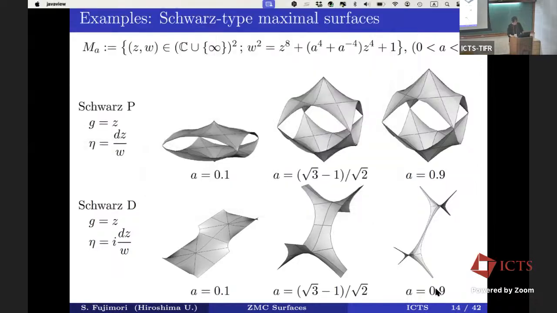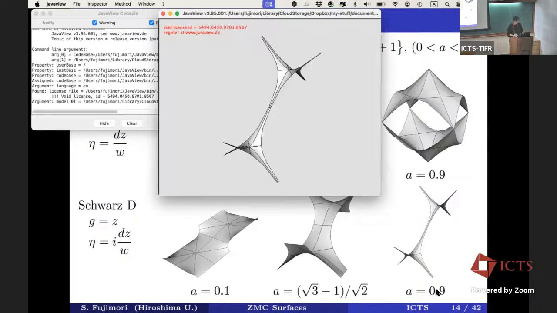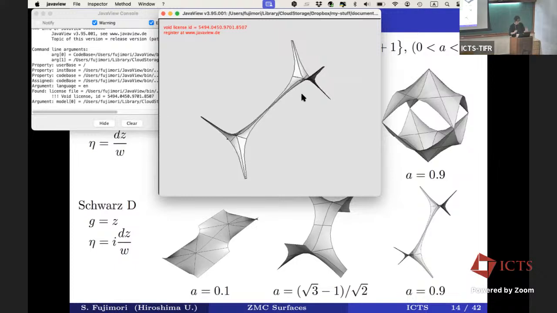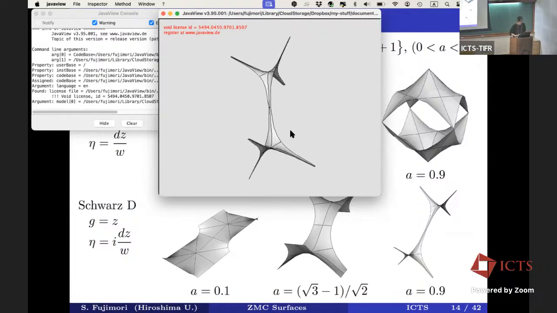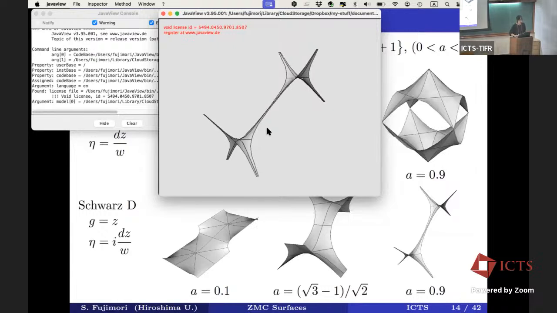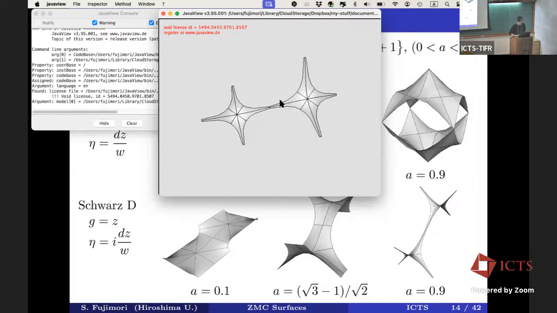And as A gets closer to 1, the surface gets thinner and thinner, and it looks like a very small, thin surface. But the symmetry group is the same. So these are the fold singularities.